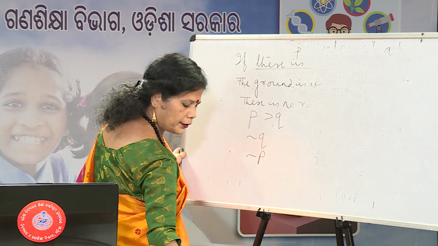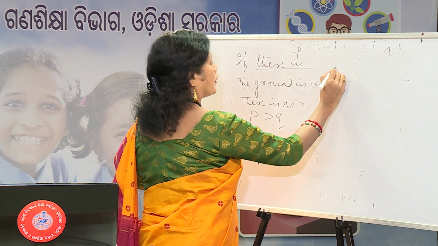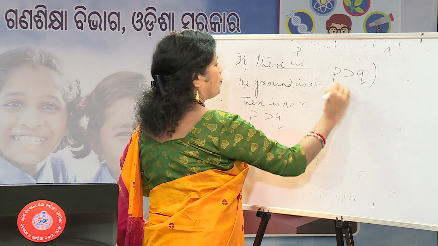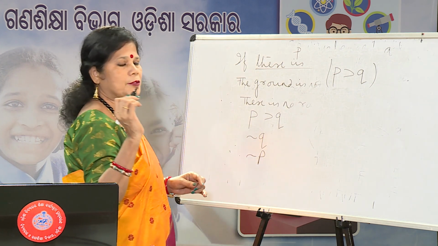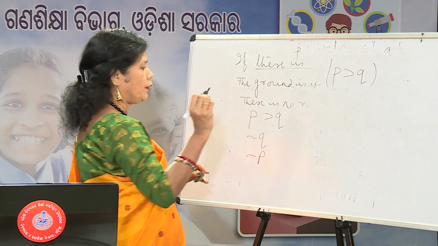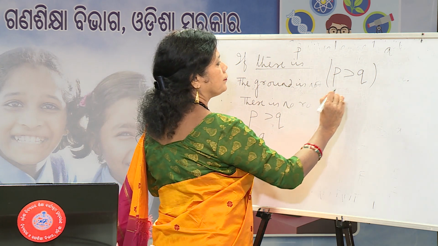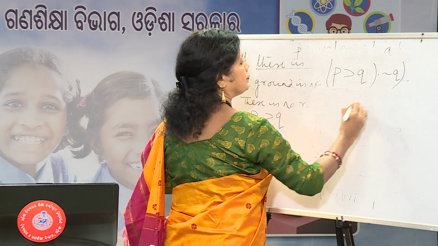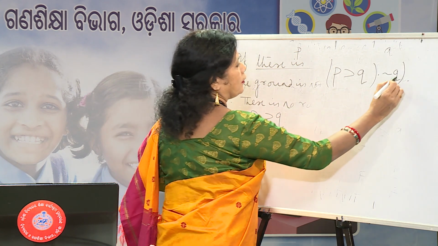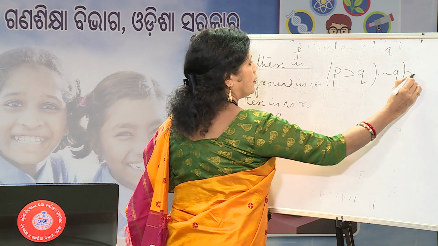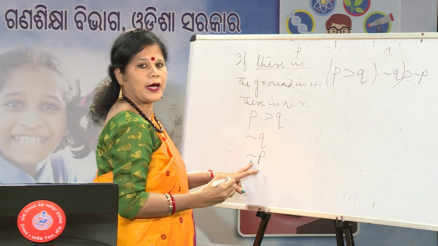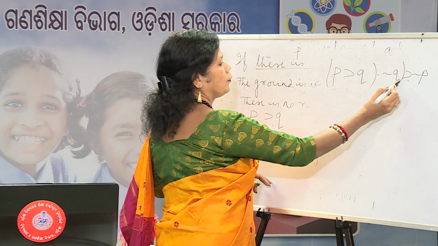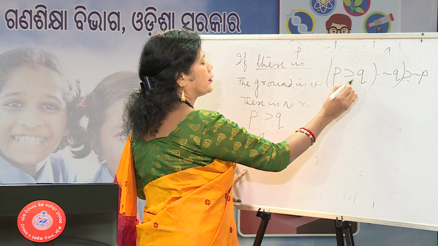And we will decide whether it is valid or not. P implies Q is the major premise, and the minor premise is not Q, so the conclusion is implies not P.